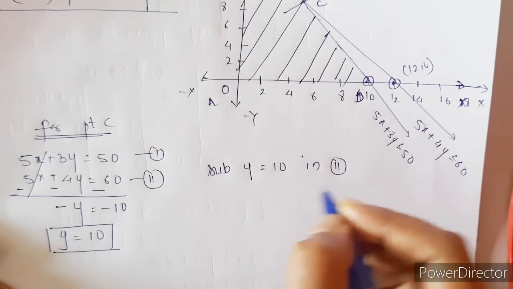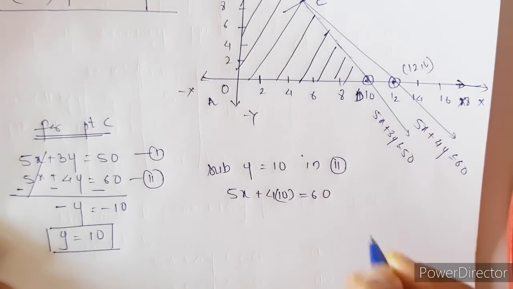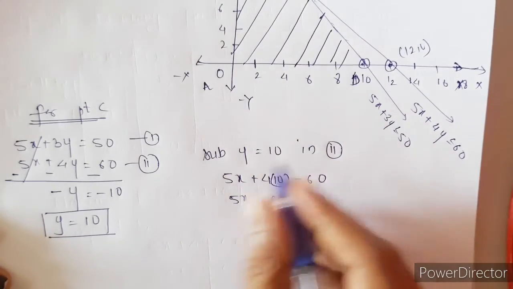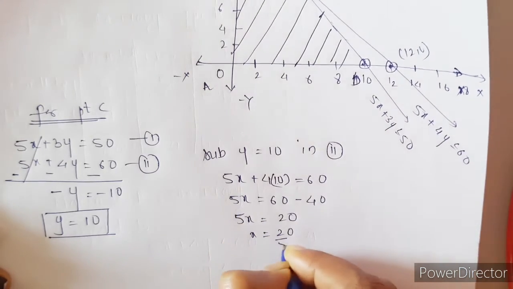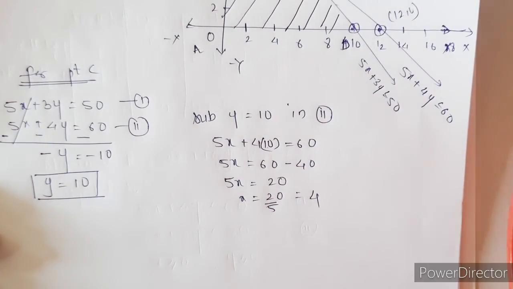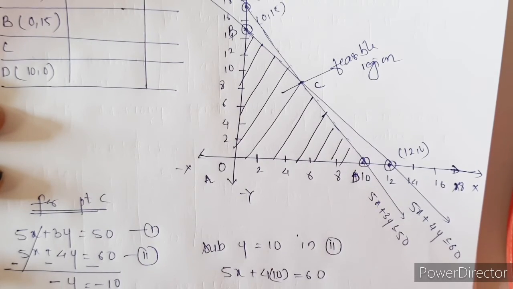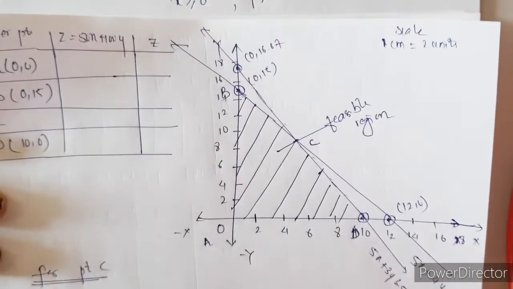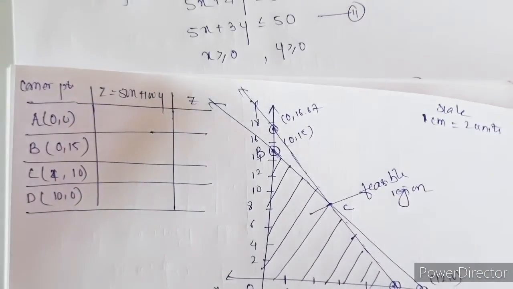It will be 5x plus 4 into 10 equals to 60. So 5x equals to 60 minus 40. 4 into 10, 40, taking other side. So this will be 5x equals to 20. Value of x is 20 by 5, which is equals to 4. So x is 4, right? And value of y is 10. So x is 4, y is 10. So we got our corner points, all the corner points.